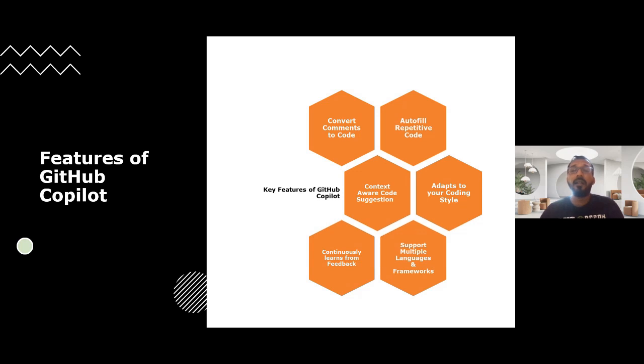And GitHub Copilot supports multiple languages, almost 8 programming languages, like Java, .NET, C Sharp, JavaScript, Python, Go, and Ruby on Rails. These are the languages GitHub Copilot supports, along with frameworks like Angular, React, and Vue.js.